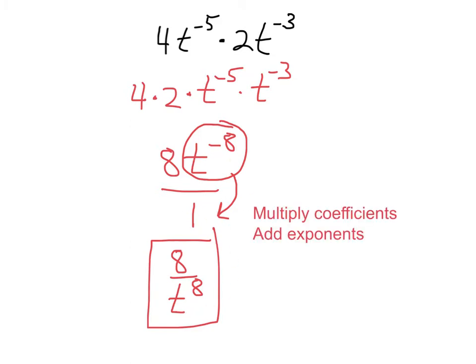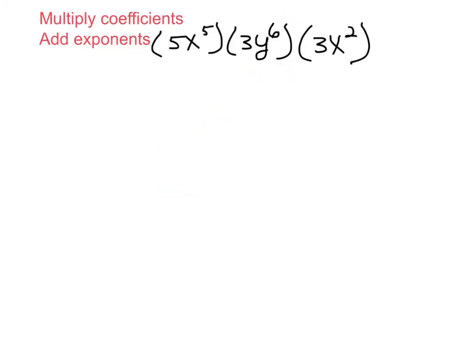The key idea to speed up the process is to multiply the coefficients. The coefficients are 4 times 2, so that's 8. Add the exponents. So -5 plus -3 is -8, and we get our answer. In this problem, also we want to multiply the coefficients, add the exponents. The key here is that we are multiplying these three terms together.